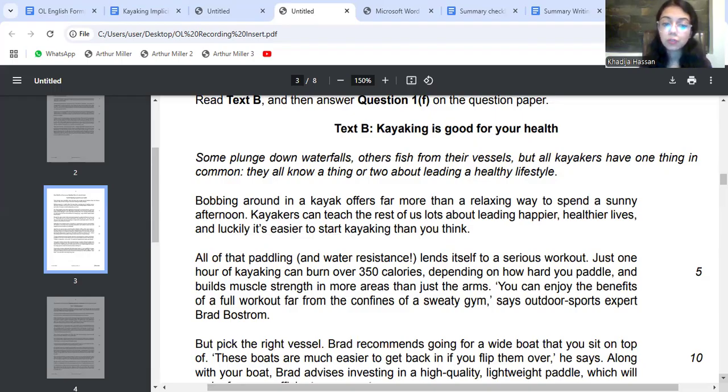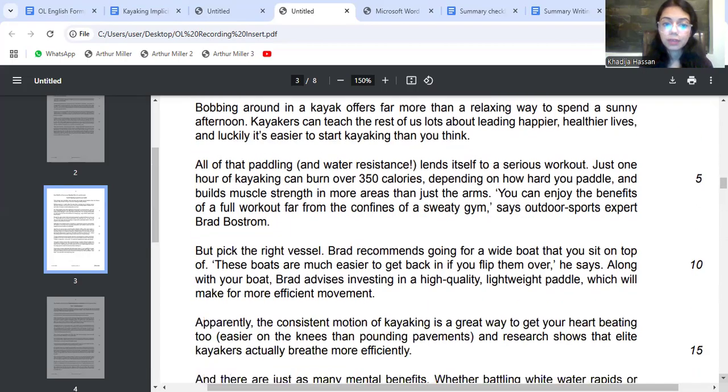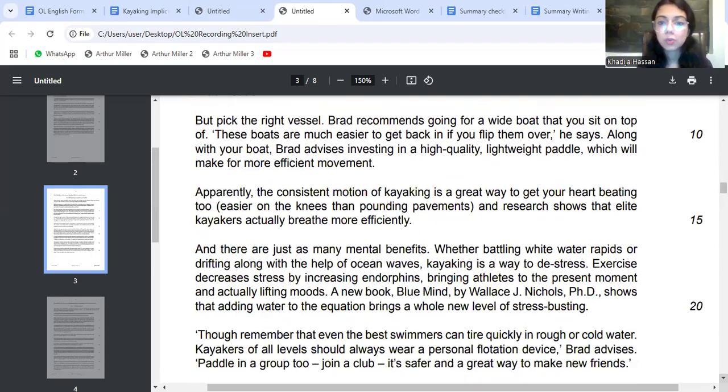You can enjoy the benefits of a full workout far from the confines of a sweaty gym, says outdoor sports expert Brad Bostrom. But pick the right vessel. Brad recommends going for a wide boat that you sit on top of. These boats are much easier to get back in if you flip them over, he says. Along with your boat, Brad advises investing in a high quality, lightweight paddle, which will make for more efficient movement. Apparently, the consistent motion of kayaking is a great way to get your heart beating too. Easier on the knees than pounding pavements, and research shows that elite kayakers actually breathe more efficiently.